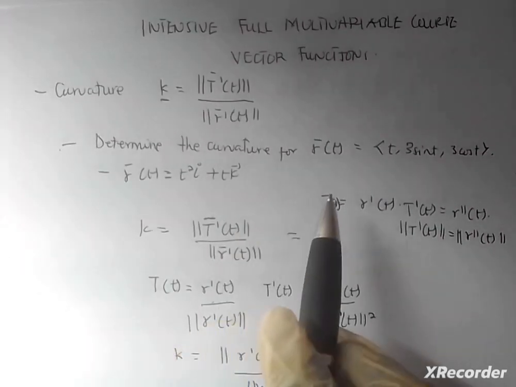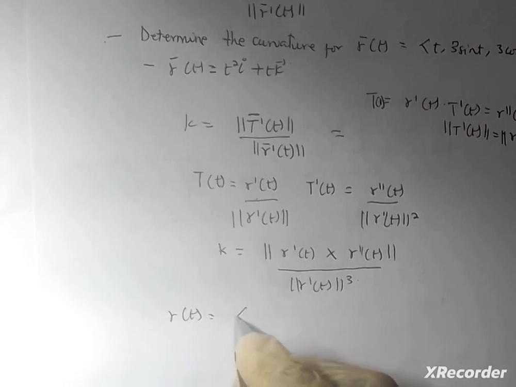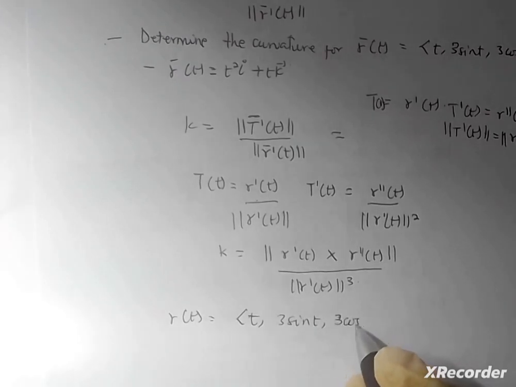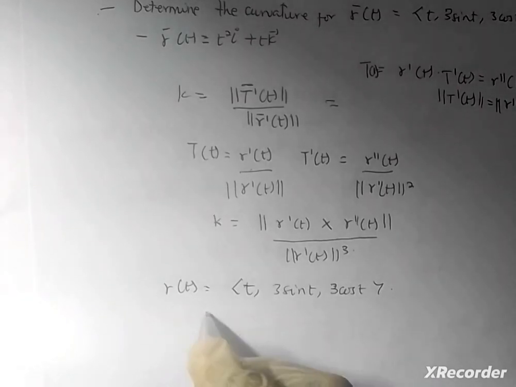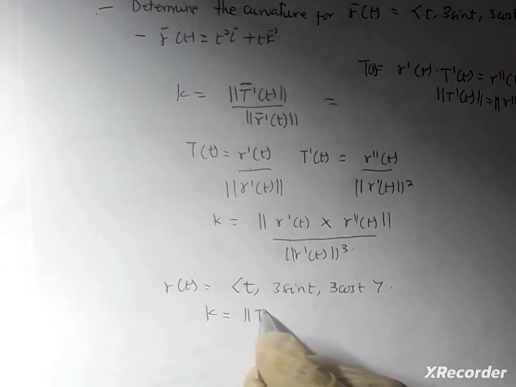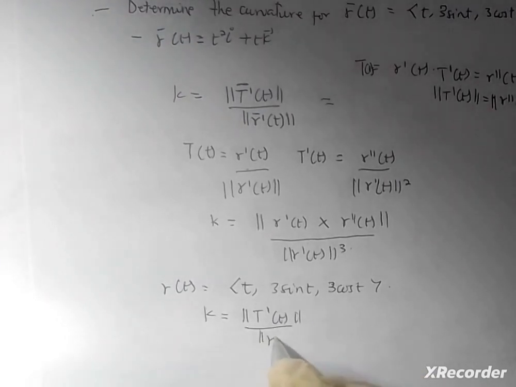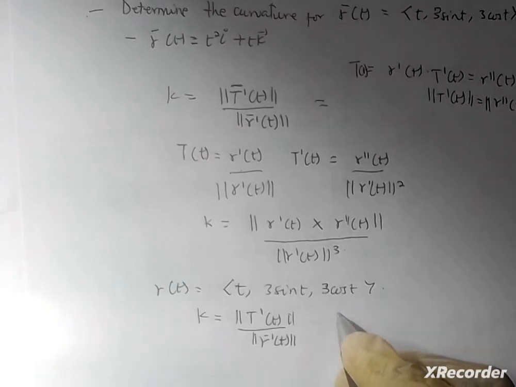It says determine the curvature for r of t, which is given by r of t equals angle t, 3 sine t, 3 cos t. I'm going to use the first formula. So you put your formula down: K is equal to the length of my T prime of t over the length of my r prime of t. So what's the first thing I'm supposed to do? I'm supposed to find my T prime of t.